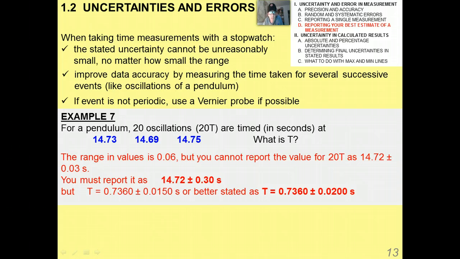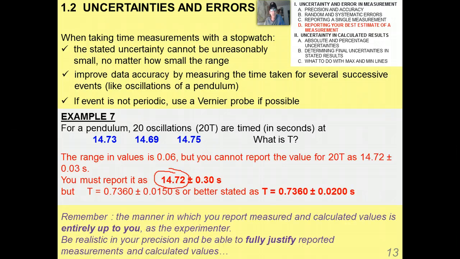Now, because you're dividing by 20, and 20 is a counting number, the 1 sig fig does not limit the sig figs in your answer. So you can keep all 4 of the sig figs in the 14.72 and report your final period as 0.7360 plus or minus, with 1 non-zero digit in your uncertainty, that would be 0.0200 seconds, okay? So that's the way we do it. The manner in which you report measured and calculated values is entirely up to you as an experimenter, as long as you follow these rules, okay? You've got to be realistic in your precision. You've got to be able to fully justify reported measurements and calculated values, okay?